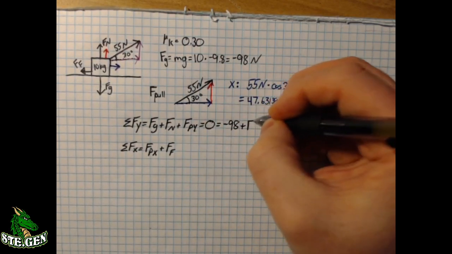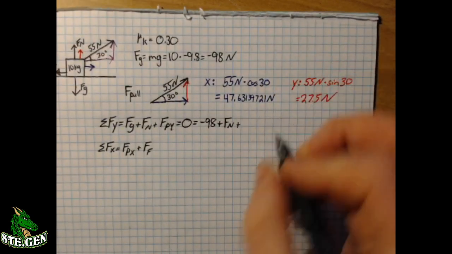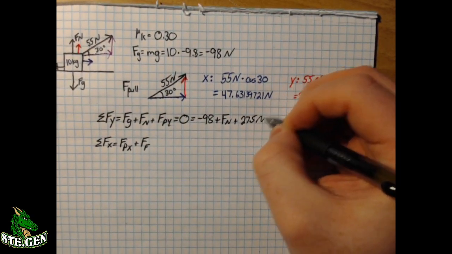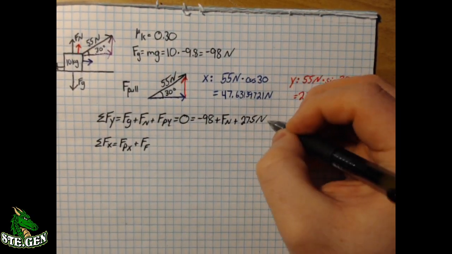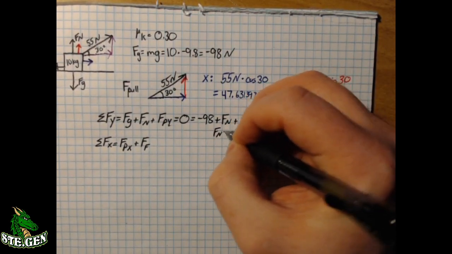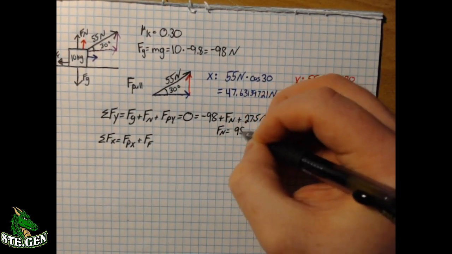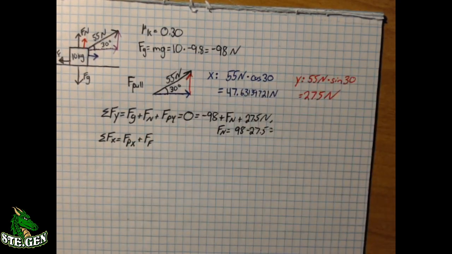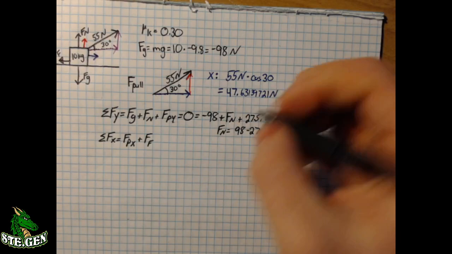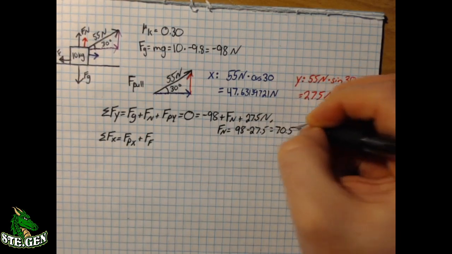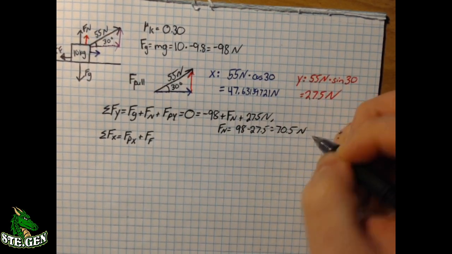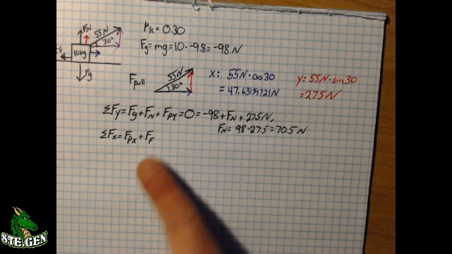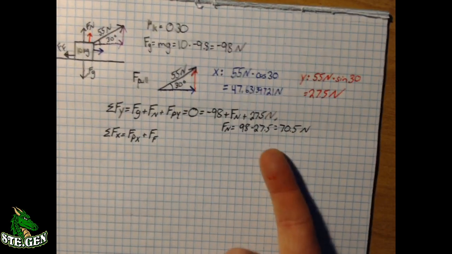We don't know our normal force. We do know that our y direction pull force is going to be 27.5 newtons. So that means if we solve for that, our normal force must be 98 minus 27.5, which I get as 70.5 newtons. Now, why did we need that? We needed normal force because we can't calculate friction without knowing how much normal force there is.